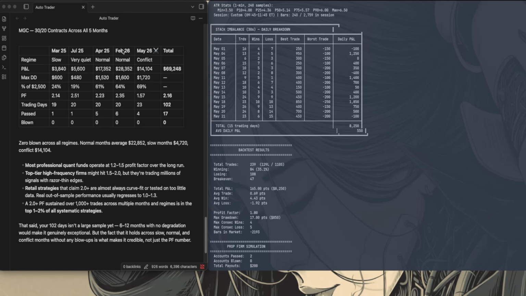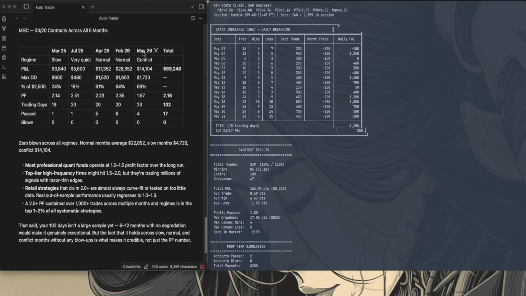As you can see here in February of 2026, normal market conditions. P&L was $28,000. Max drawdown 1,600. 64% of the way to the 2,500 max blow up. Profit factor of 2.35, 20 days, 6 accounts passed.